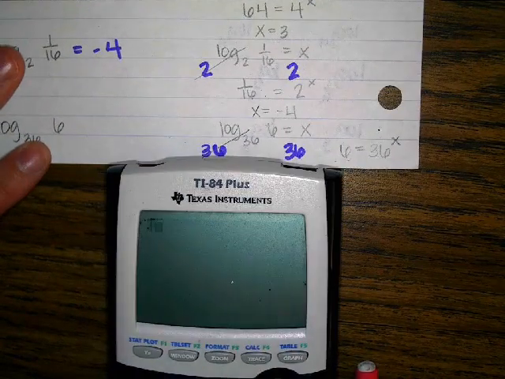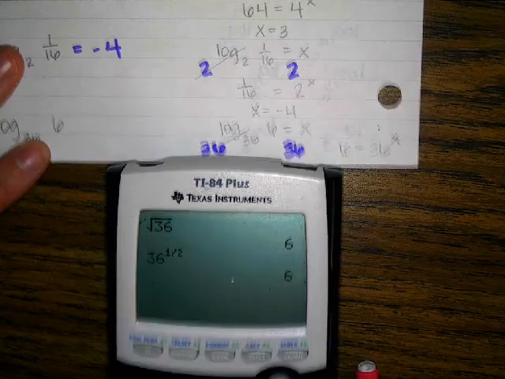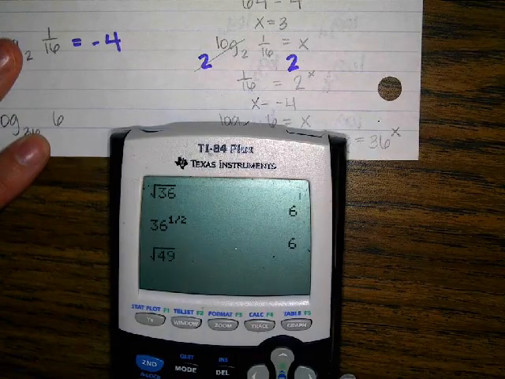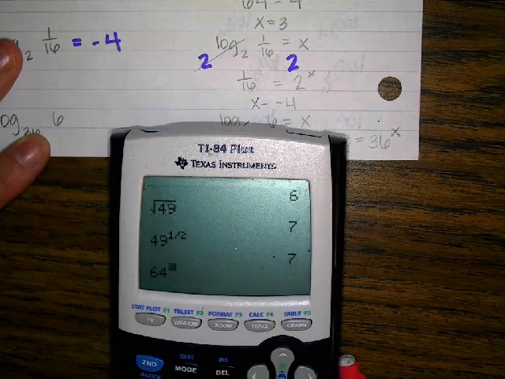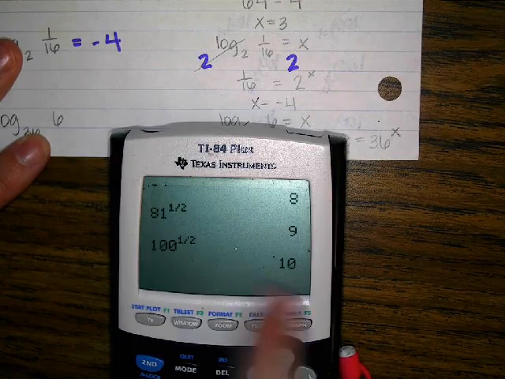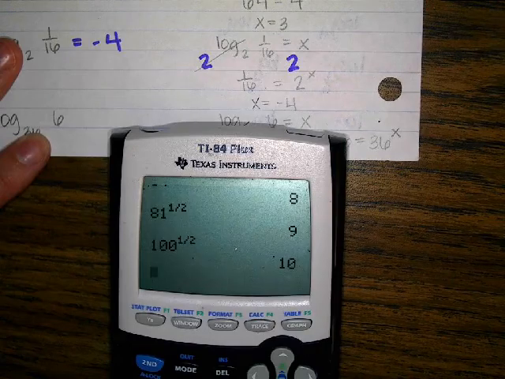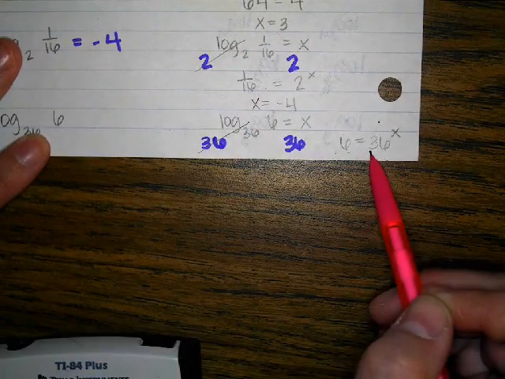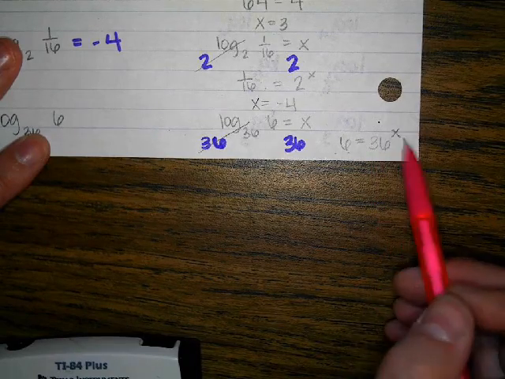Square root of 49 is 7. 49 to the 1/2 is 7. 64 to the 1/2. 81 to the 1/2. 100 to the 1/2. So the exponent 1/2 is how you square root something with an exponent. Does that make sense? So this was a Math 2 problem in Math 4 form. Just seeing if you remember that. So x equals 1/2, which means this log equals 1/2. Square rooting it.